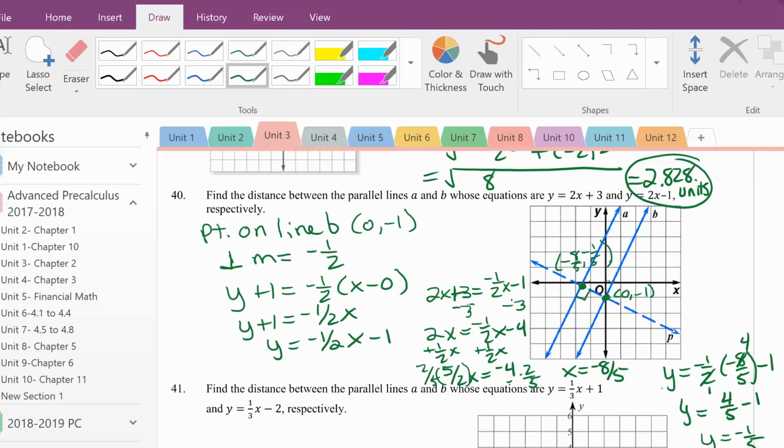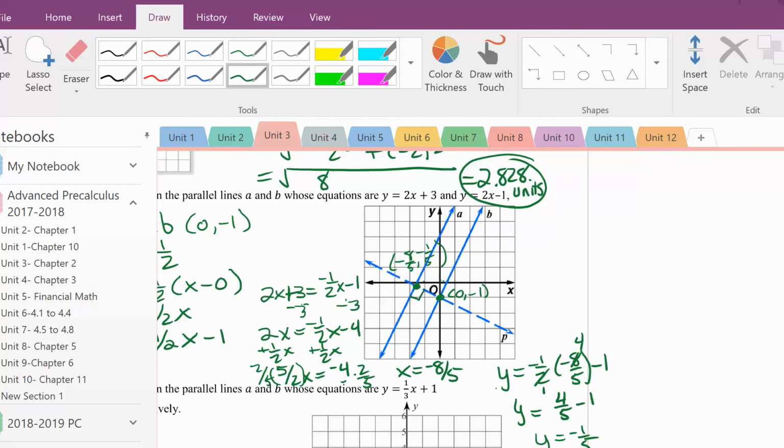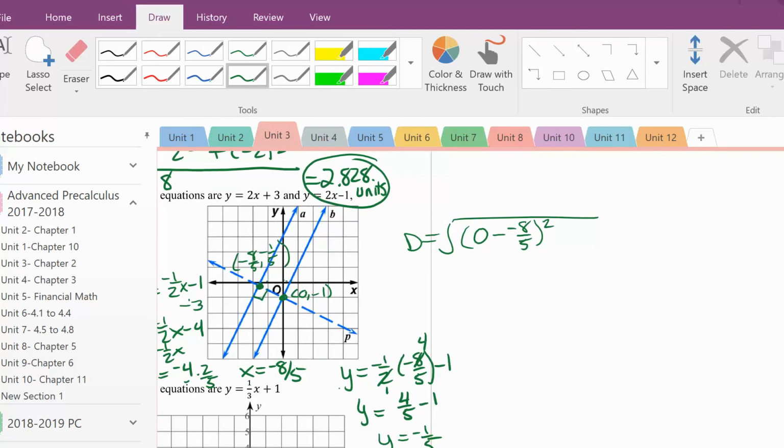And now you have to find the distance from 0, 1 to negative 8/5 and 1/5. So the distance is 0 minus negative 8/5 squared plus negative 1 minus negative 1/5 squared.